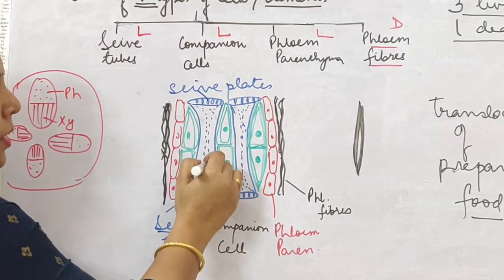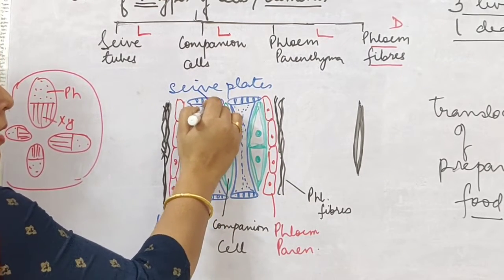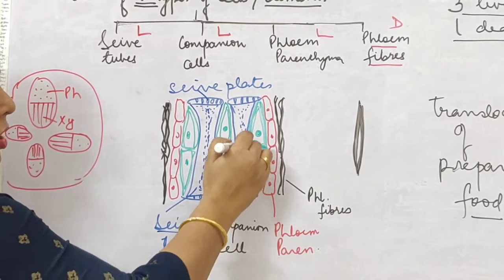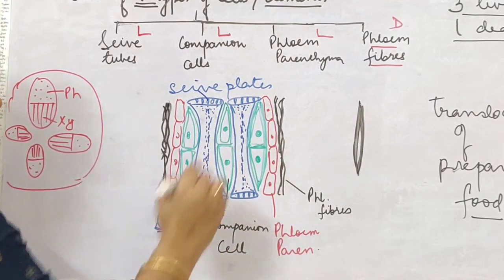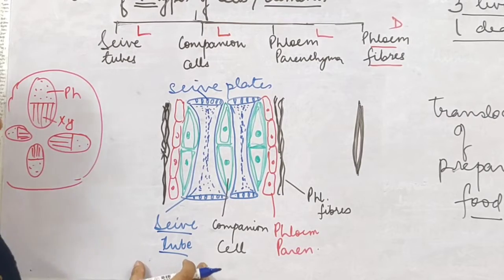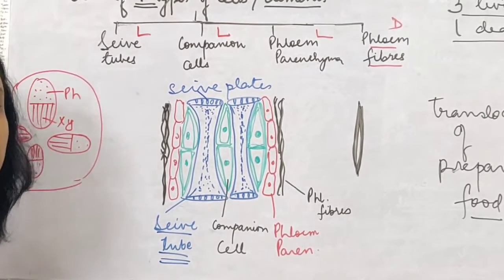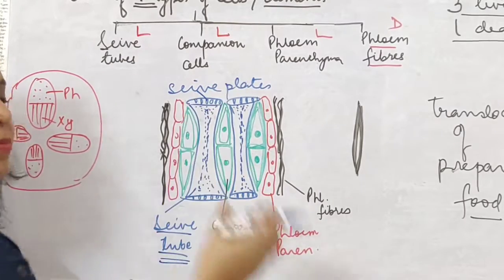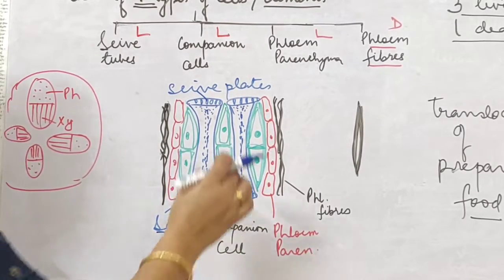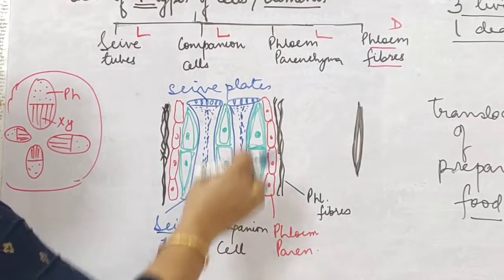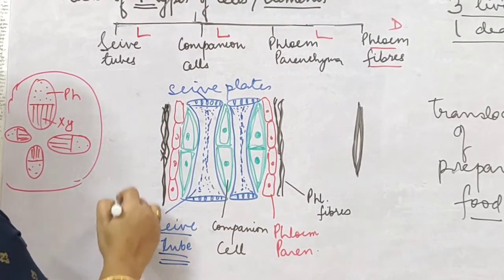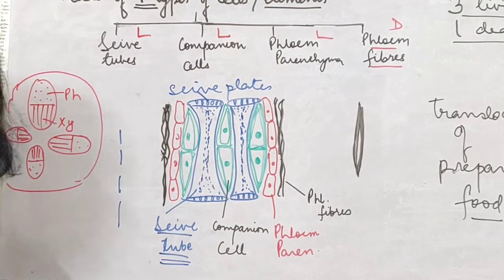The cytoplasm is there, which comes towards the central part. So these are sieve tubes. The main function of translocation is performed by sieve tubes. Again, just like vessels in the case of xylem, they are placed one over the other.